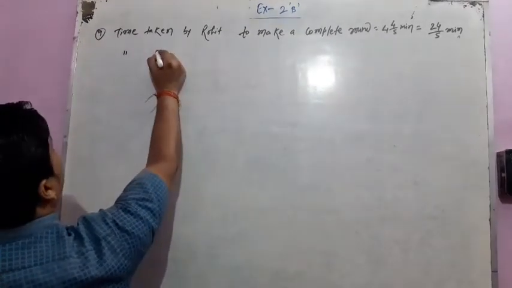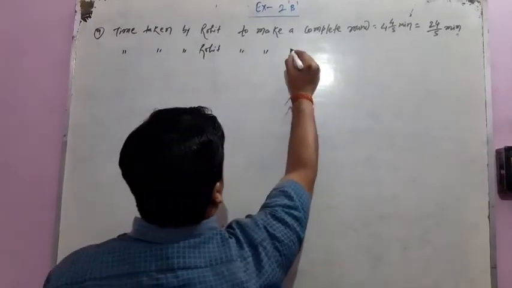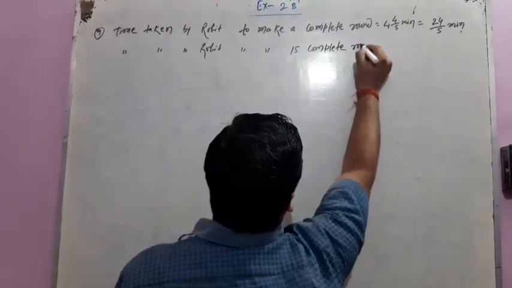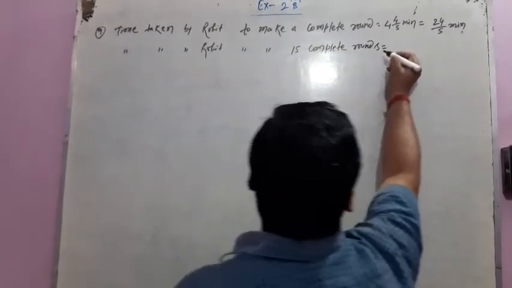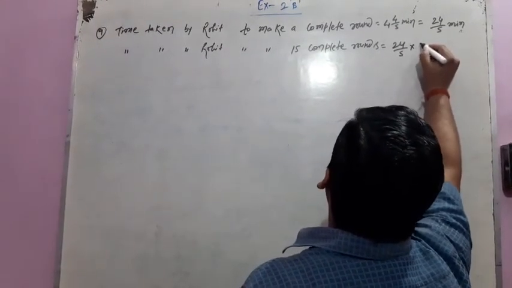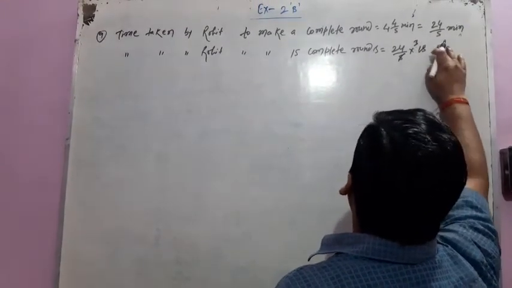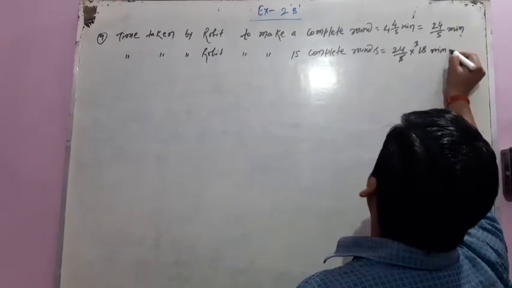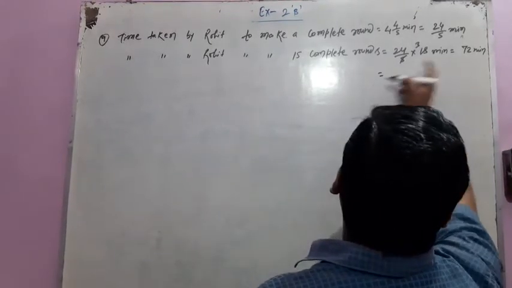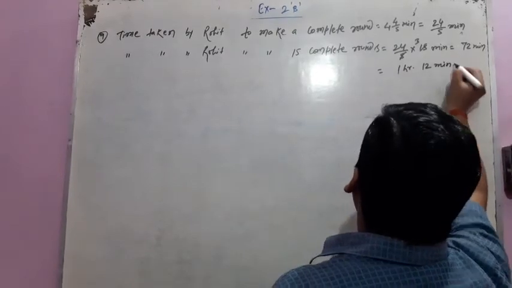Therefore, time taken by Rohit to make 15 complete rounds, that is 24 by 5 into 15, that is 72 minutes. Now when you convert into hours, that is 1 hour 12 minutes. Okay.